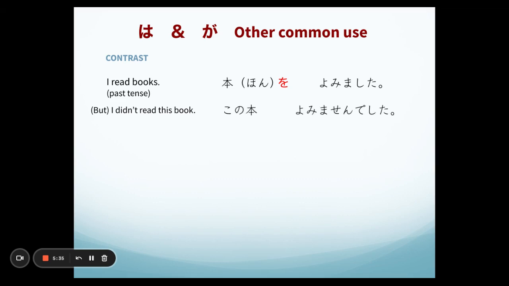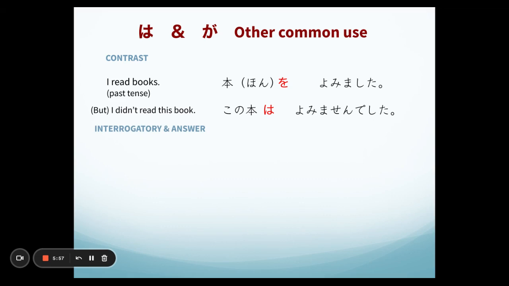So maybe I read this book. この本を読みました. でも, however, この本は読みませんでした. I read this book, but I didn't read the other book. Does that make sense? So you want to compare and contrast. So oftentimes, wa in this usage, the ending is negative. Okay.